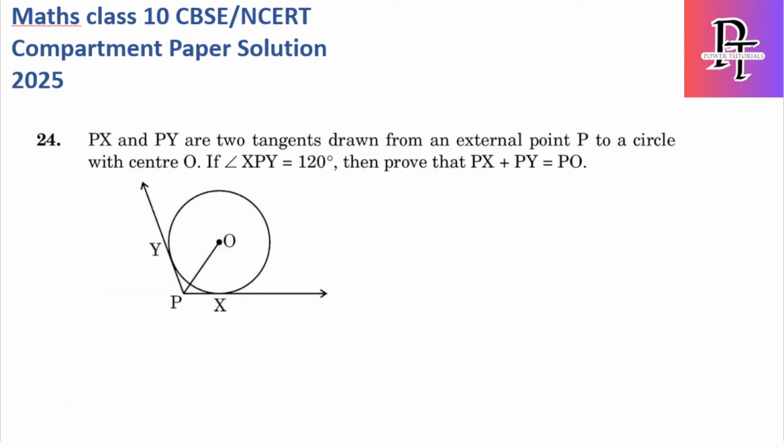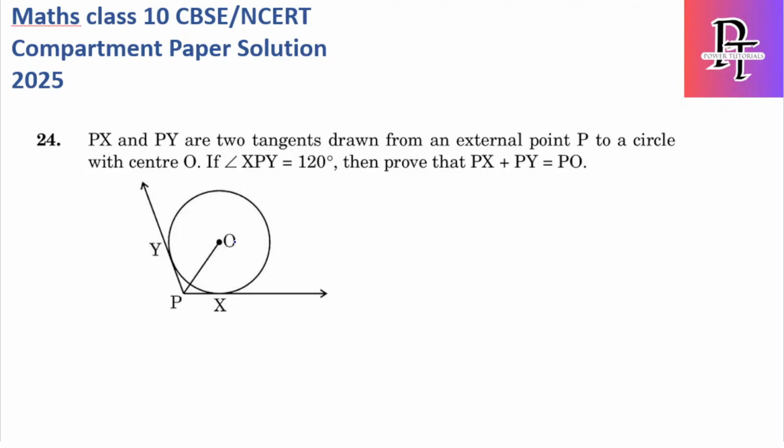And let's move to the next one. PX and PY are two tangents drawn from an external point P to a circle with center O. If angle XPY is equal to 120 degrees, prove that PX plus PY is equal to PO.